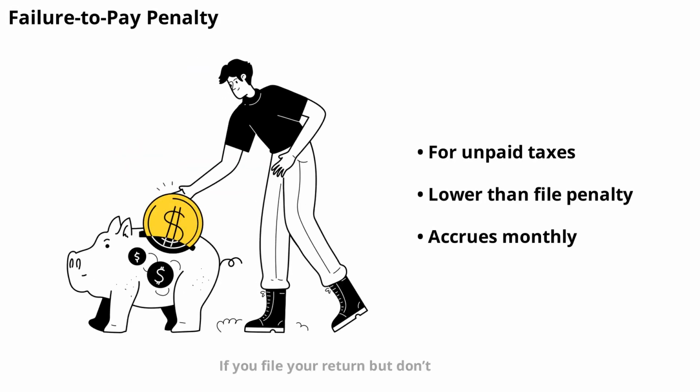If you file your return but don't pay the taxes you owe by the deadline, the IRS charges a failure to pay penalty. This penalty is generally lower than the failure to file penalty, but it still adds up over time. The penalty is based on the amount of unpaid taxes and accrues monthly until the debt is paid. Paying as much as you can by the deadline can help reduce this penalty.